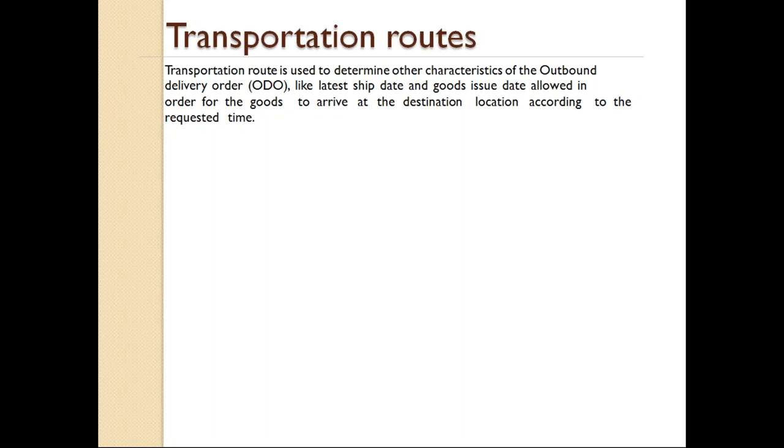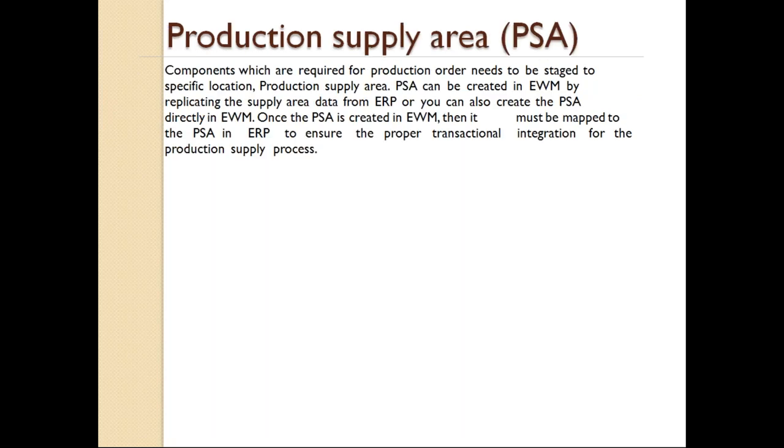So, based on your route planning, for the purpose of grouping of deliveries, other dates are calculated. Routes we will see getting populated in the delivery and being used for grouping of deliveries and other activities. So that was from outbound master data.